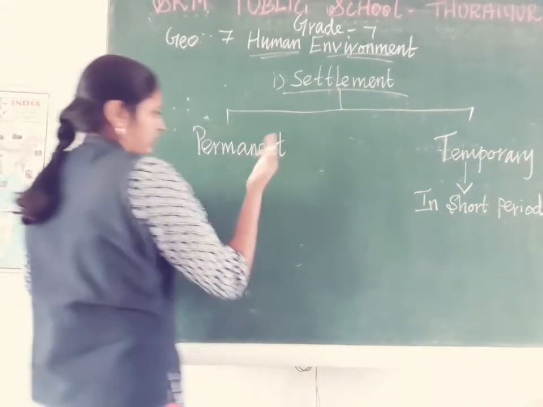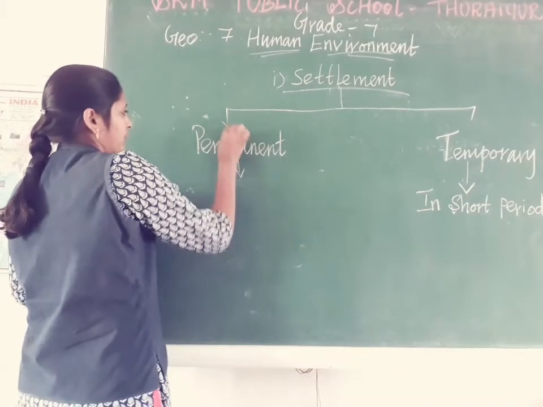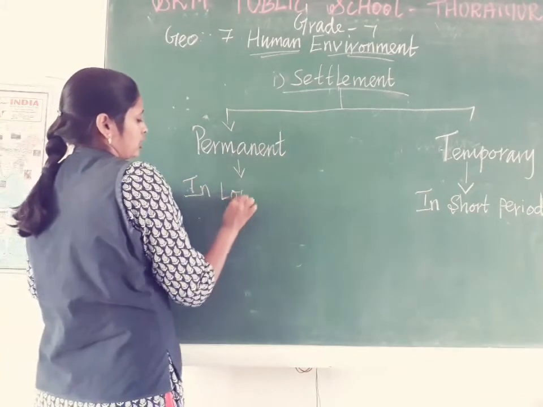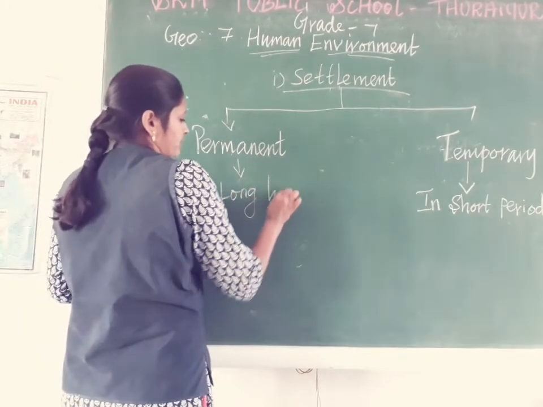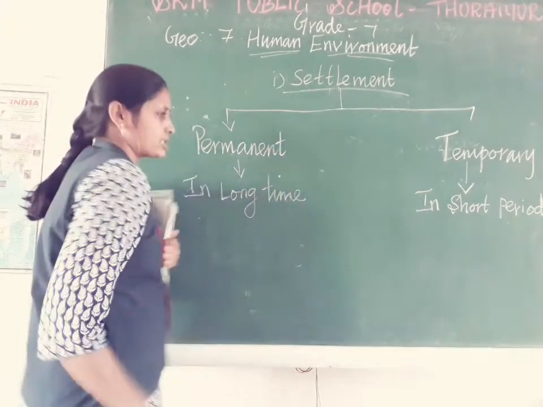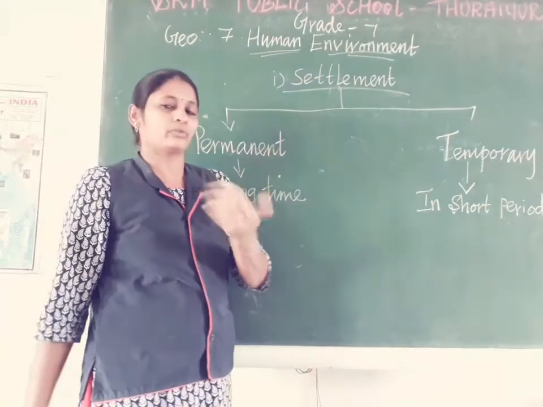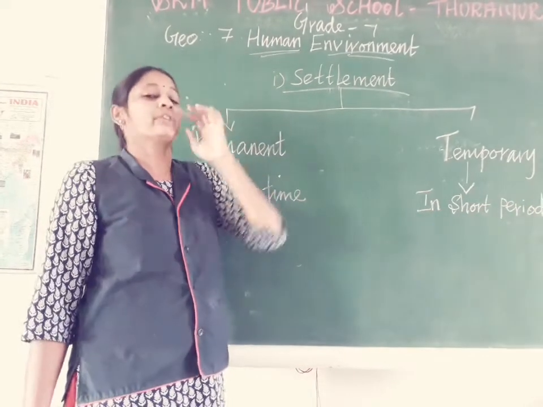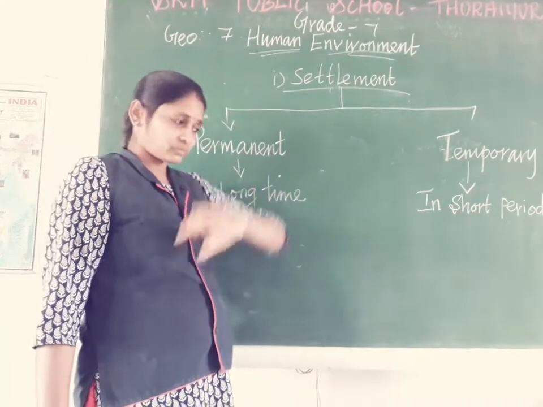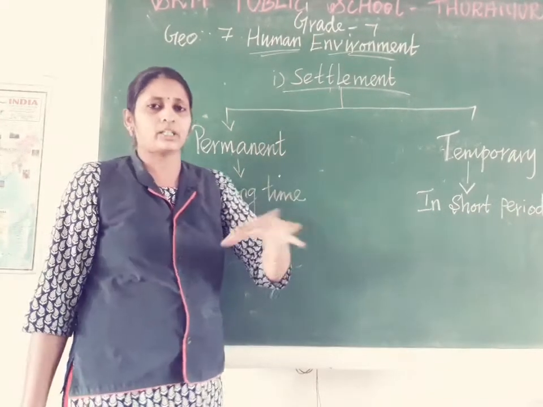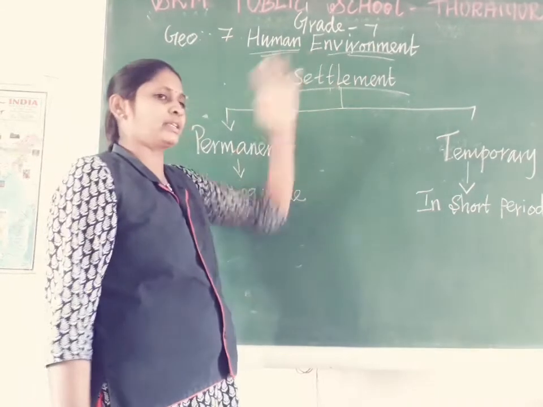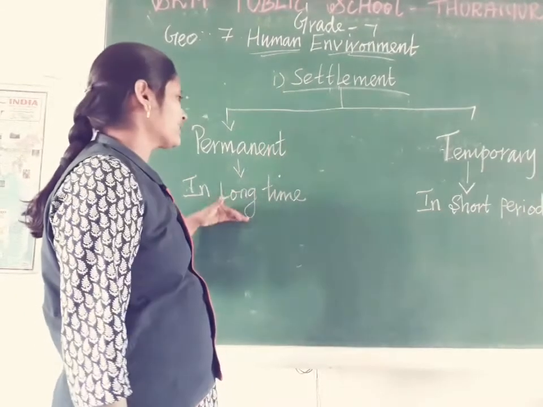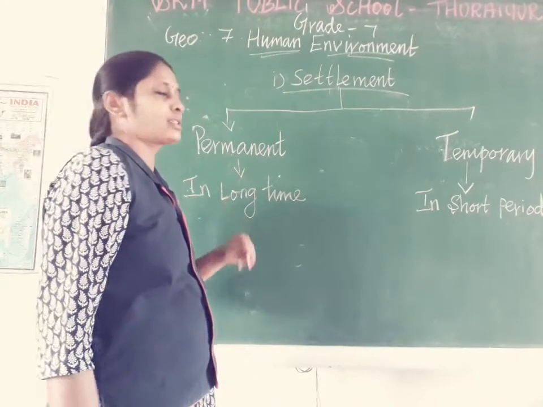Just in contrast to temporary settlement, where the people settle in one place for a long time, it is called permanent settlement. The best example of permanent settlement is ourselves. We buy a plot of land, we construct a house and we are settled. We settle in that particular house for so many years, 10 years or 20 years or 25 years, like that. Settlements like that are called permanent settlement.